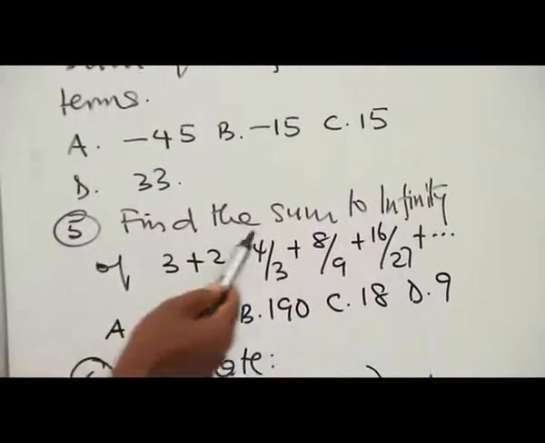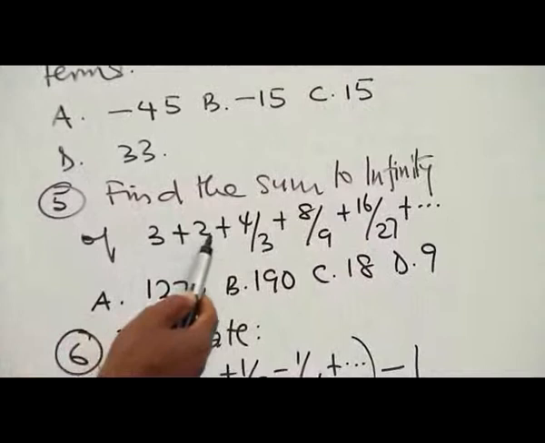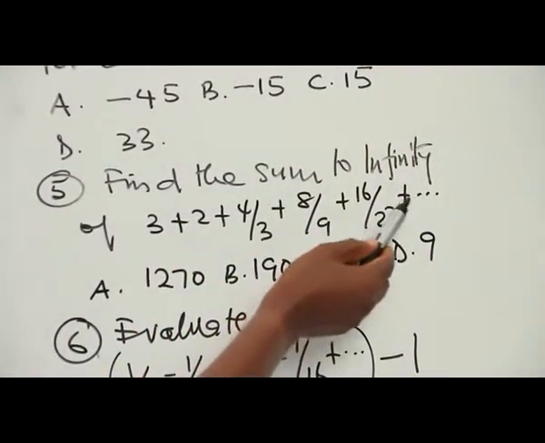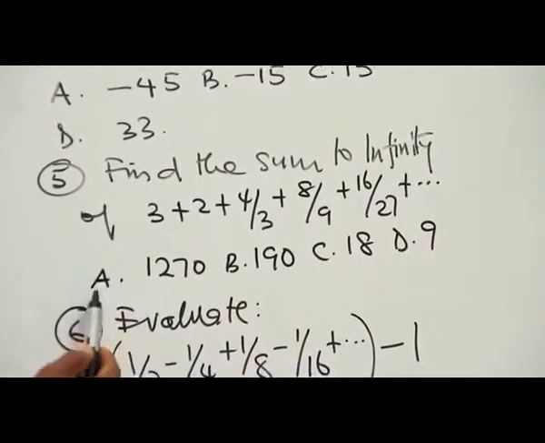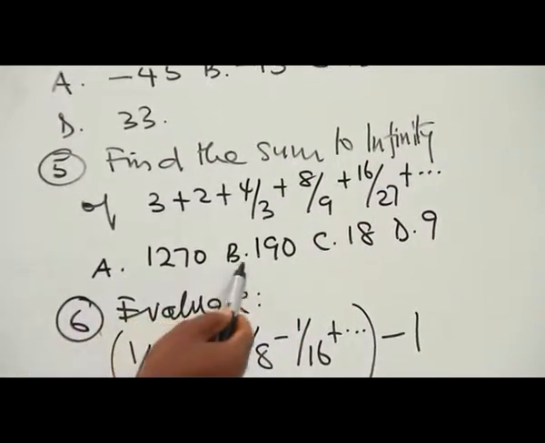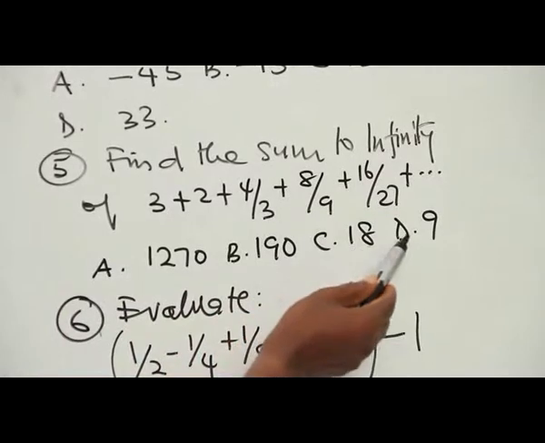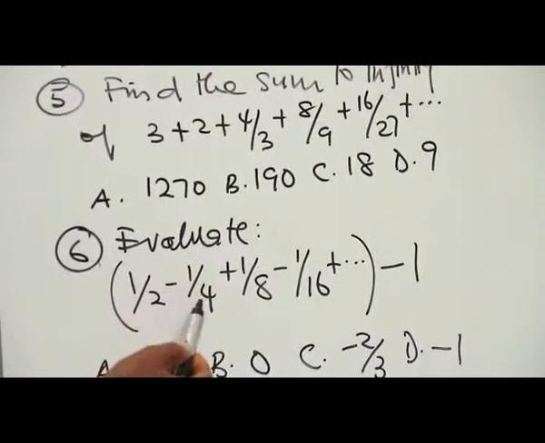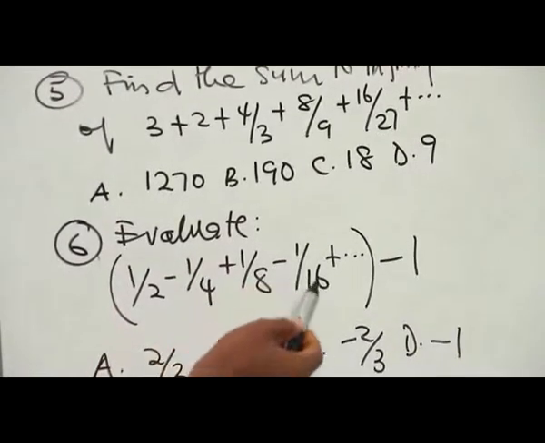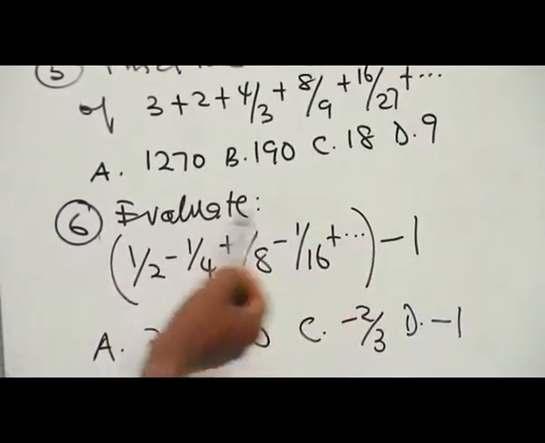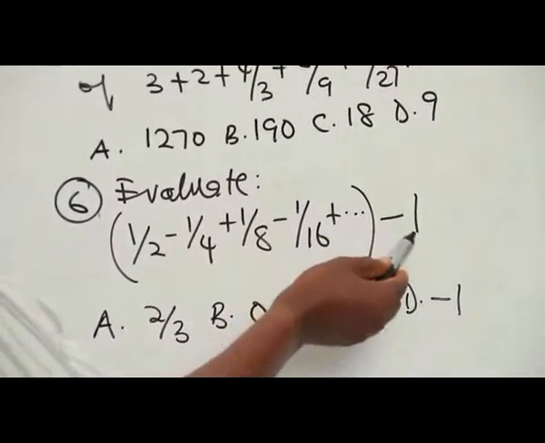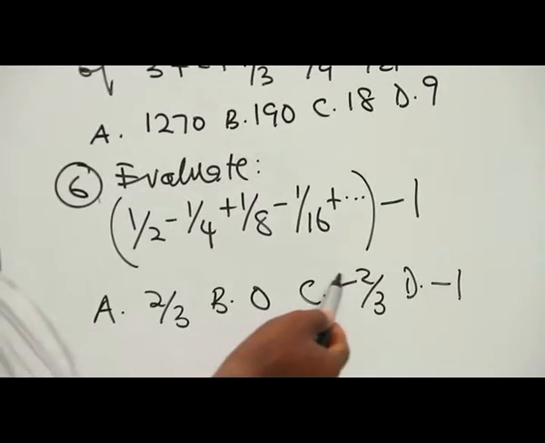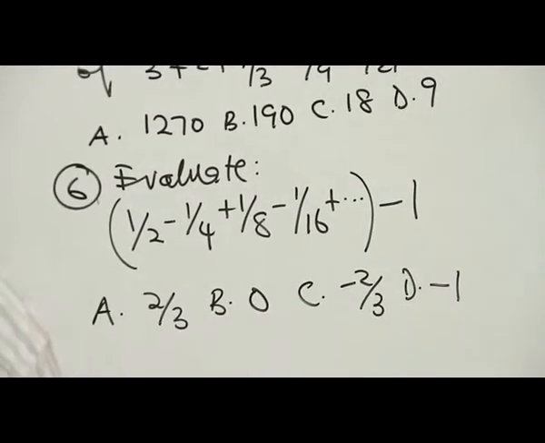Number 5, find the sum to infinity of 3 plus 2 plus 4 over 3 plus 8 over 9 plus 16 over 27 plus ellipses. A, 1270, B, 190, C, 18, and D, 9. Number 6, evaluate half minus 1/4 plus 1/8 minus 1/16 plus ellipses, in brackets, minus 1. Options are A, 2 over 3, B, 0, C, minus 2 over 3, and D, minus 1.